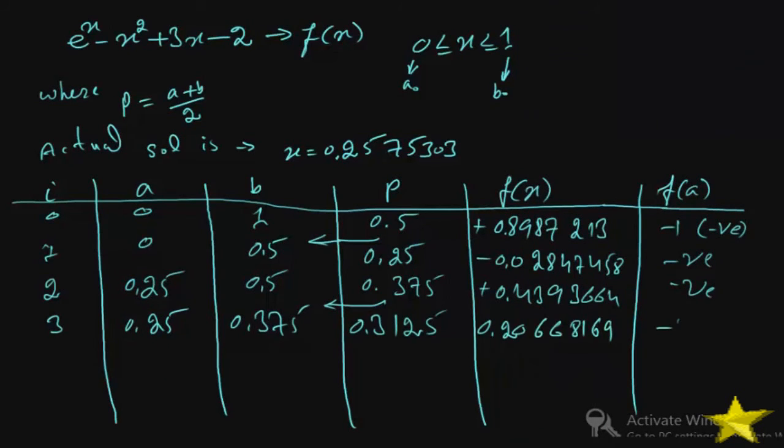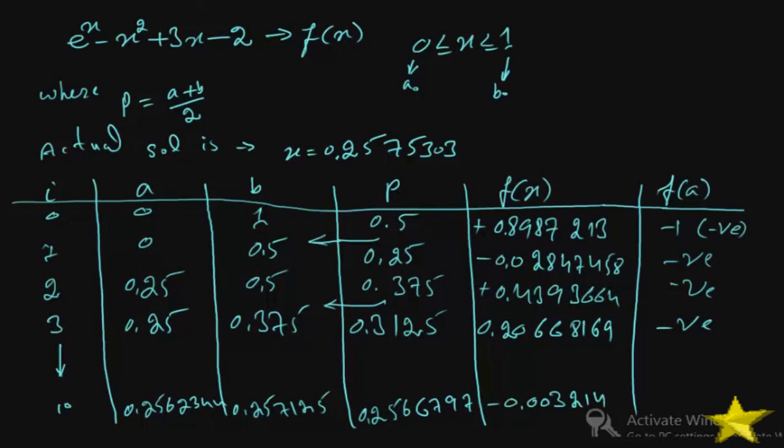So your job is to complete the table. And now let me jump to the 10th iteration. The value of A is 0.2562344. The value of point B is 0.257125, and the average of these two is 0.2566796. The value of the function is minus 0.003214385, and the function value is negative again.